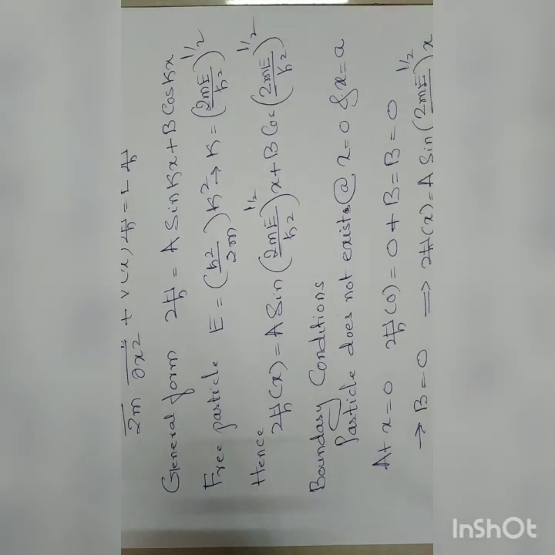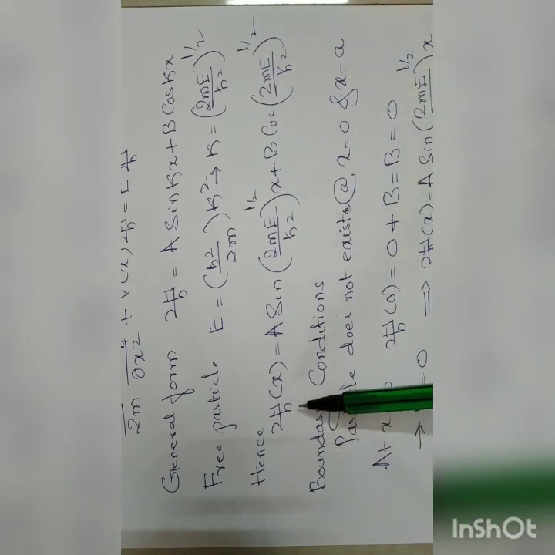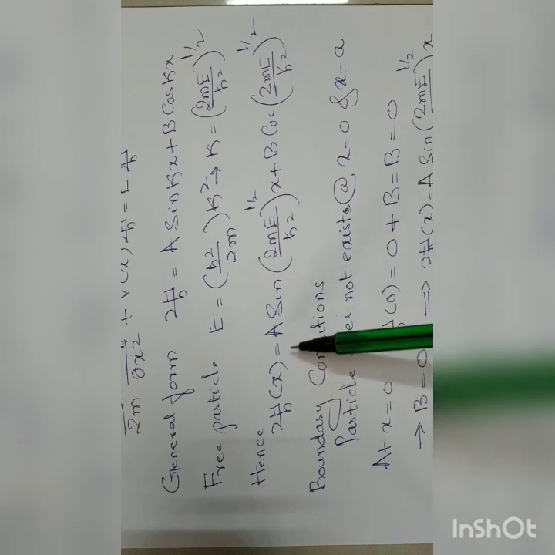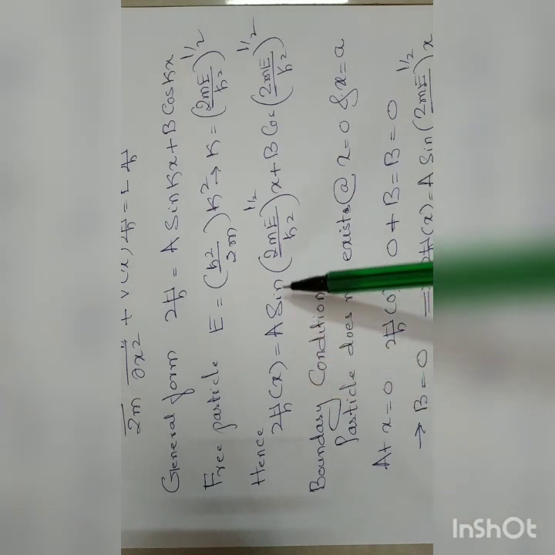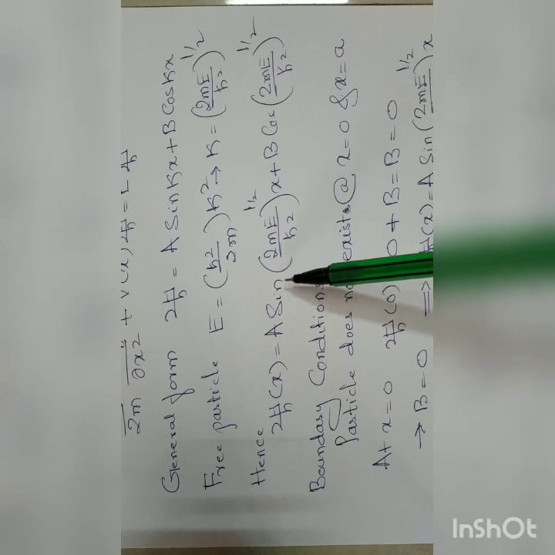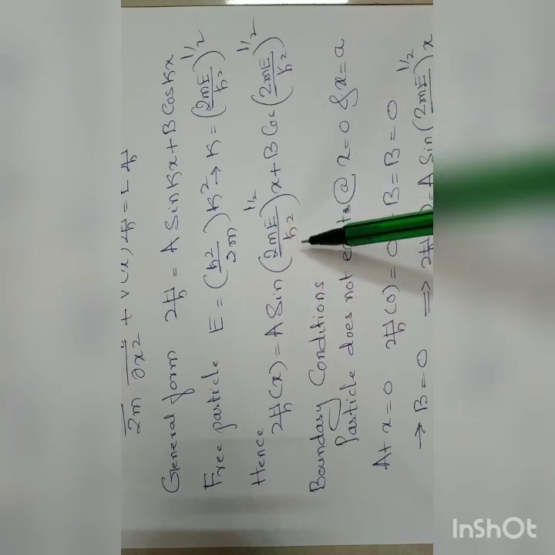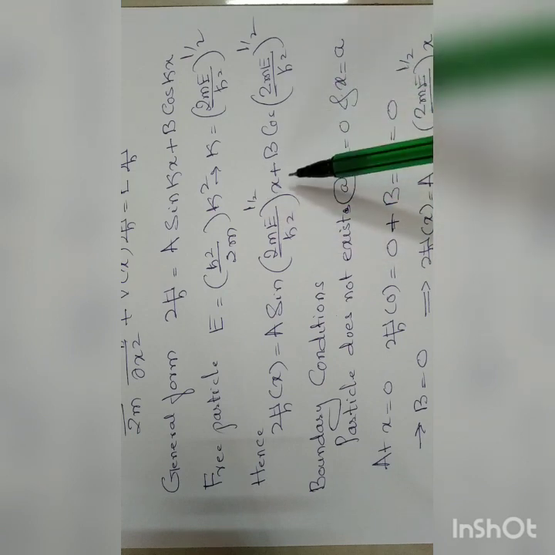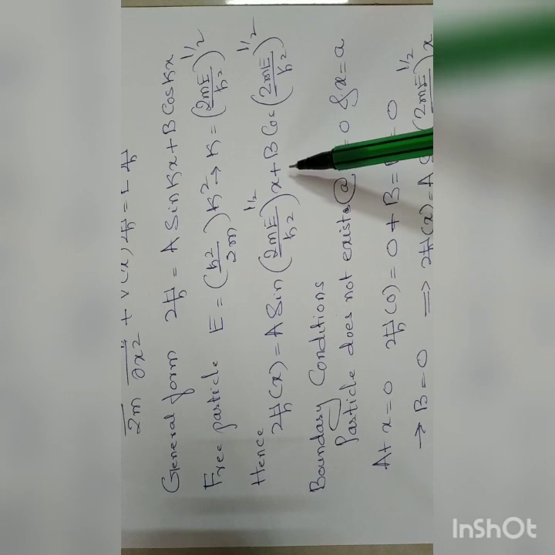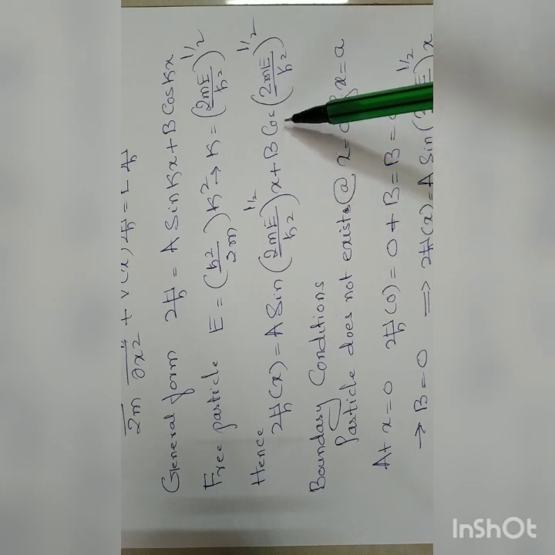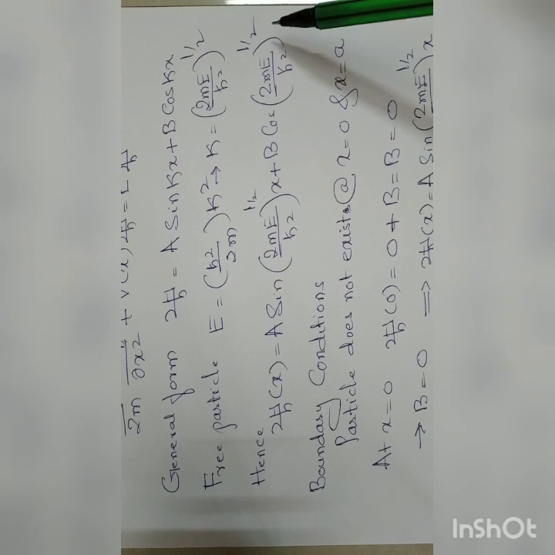Now we can put the value of k into the above equation for the wave function. The result of that is psi of x is equal to A sine of, in the place of k you put its value, (2mE divided by h cross squared) raised to 1 upon 2 multiplied by x. Similarly, we can have the cosine function, that is B into cos of (2mE divided by h cross squared) raised to 1 upon 2 into x.